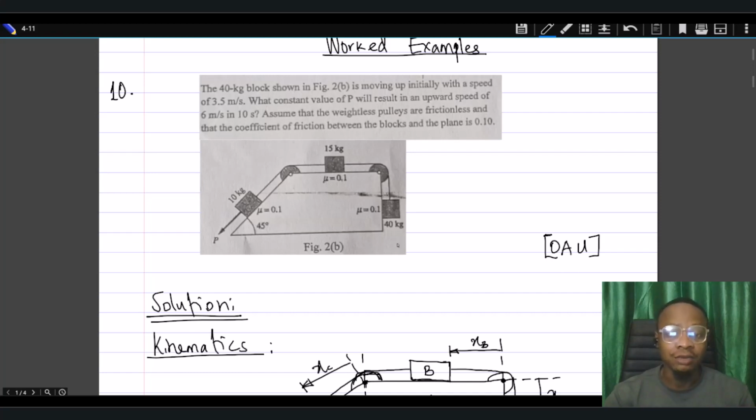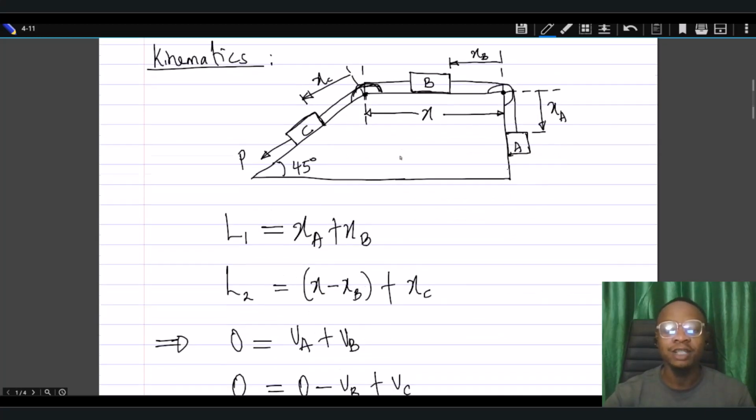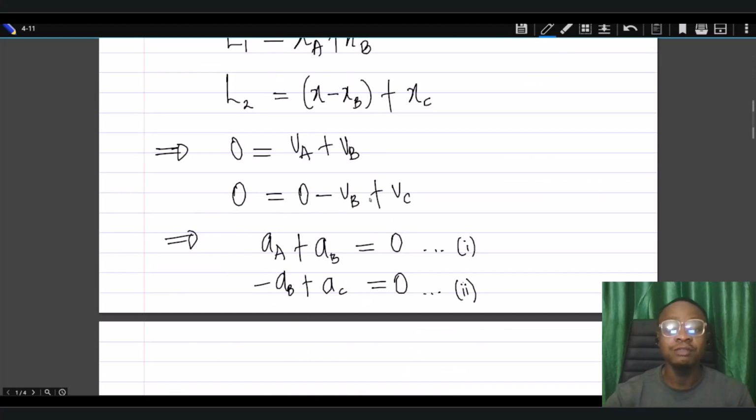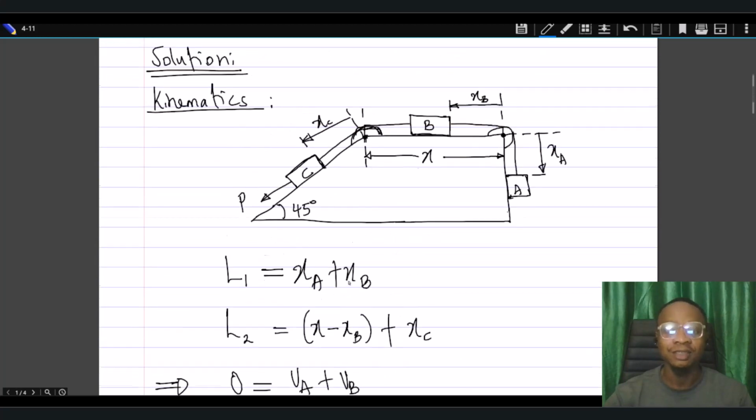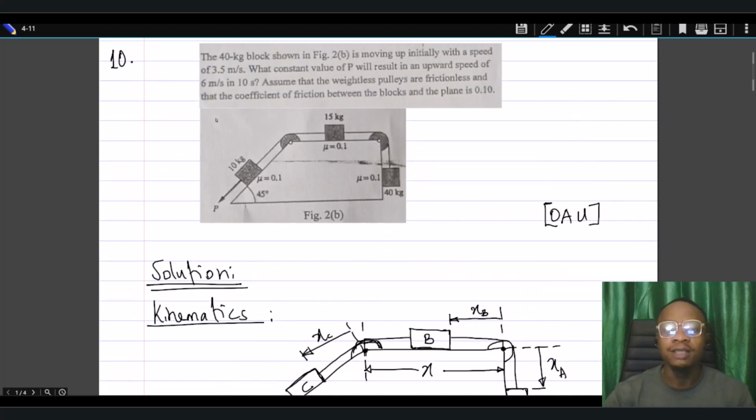So we can get the acceleration of this 40 kilogram body, because that's what this refers to, and that will be the acceleration of A. By that we can get the corresponding accelerations of B and C, which expectedly will be equal in magnitude, consistent with our observation that they will have the same acceleration magnitude. So let's get right into it now.